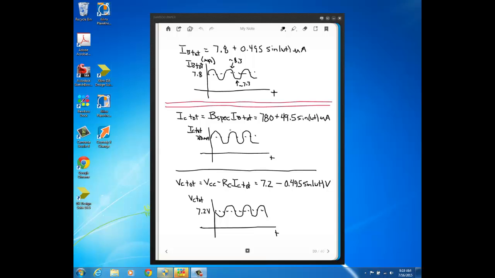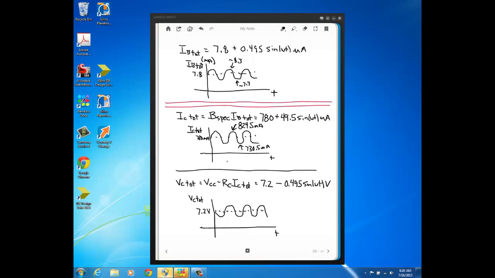We come up with the collector current also having a sinusoidal variation around its Q value of 780 microamps, where the positive peak would be equal to 780 plus 49.5 microamps. So that's 829.5 microamps. And then the negative peak would be the 780 minus the 49.5, so it'd be 730.5 if I did my math right.